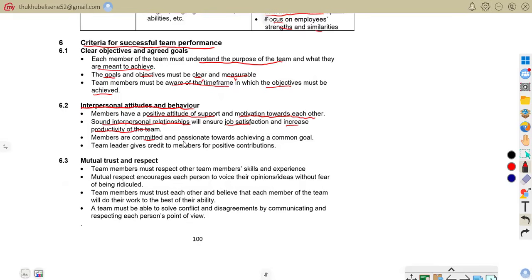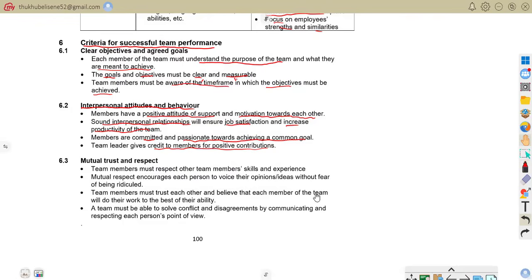Members are committed and passionate towards achieving a common goal. So members should be committed and passionate so that they can achieve the common goal. Team leader gives credit to members for positive contributions. So the team leader should give credit where it's due to those employees who show more effort, who work very hard. Make sure that you give credit to such members for their contribution so that they can see that they are recognized for their efforts.